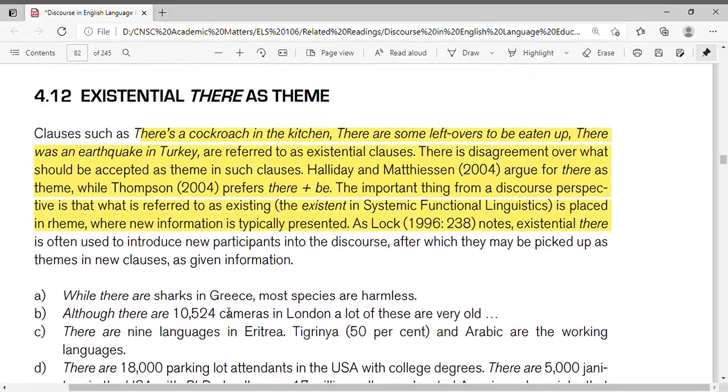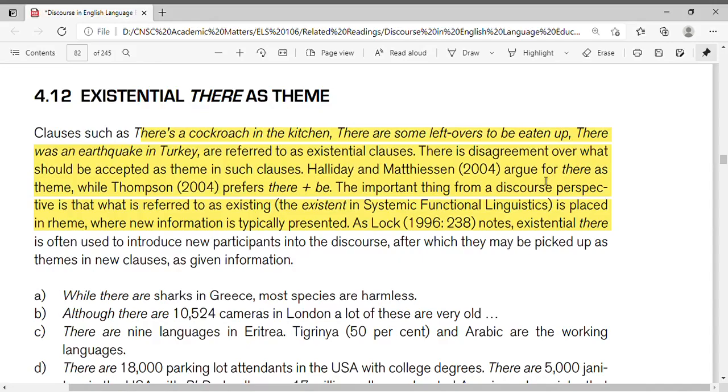And we also have this one, existential there as theme. What if you will be dealing with sentences like, there's a cockroach in the kitchen, there are some leftovers to be eaten up, there was an earthquake in Turkey. The presence of there in these examples is considered as a theme. There is disagreement, however, over what should be accepted as a theme in these examples. Halliday and Matthiessen in 2004 argue for there as a theme, while Thompson prefers there plus the be verb.